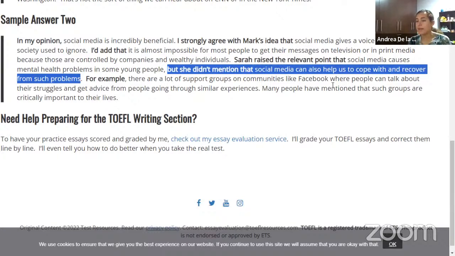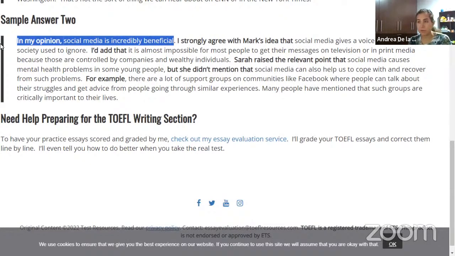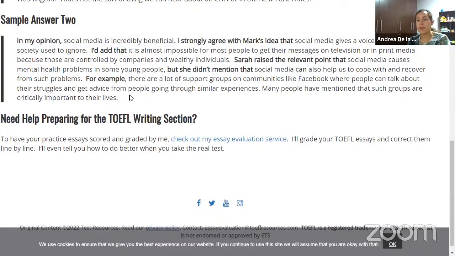What this person doesn't have is like a conclusion, right? But why does this person not have a conclusion? Because his opinion is in the beginning, but ours is not, right? We're not giving directly, explicitly our opinion in the beginning. We're just saying that we agree with one student. So where we do this is at the end, right? That's why I would say that social media is incredibly beneficial. But at the end of the day, it's exactly the same, right?